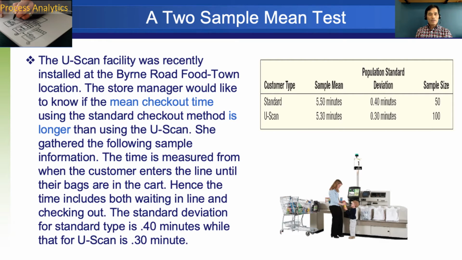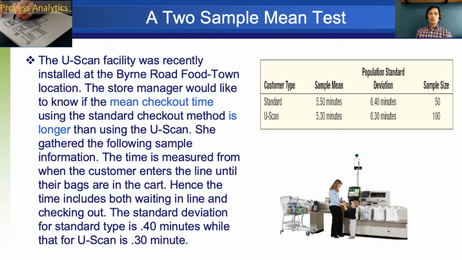The time is measured from when the customer enters the line until their bags are in the cart. Hence, the time includes both waiting in line and checking out. The standard deviation for standard type is 0.4 minutes, while that for U-Scan is 0.3 minutes. So the question that we want to answer is, was there a change after adopting these two different types of scanning system?